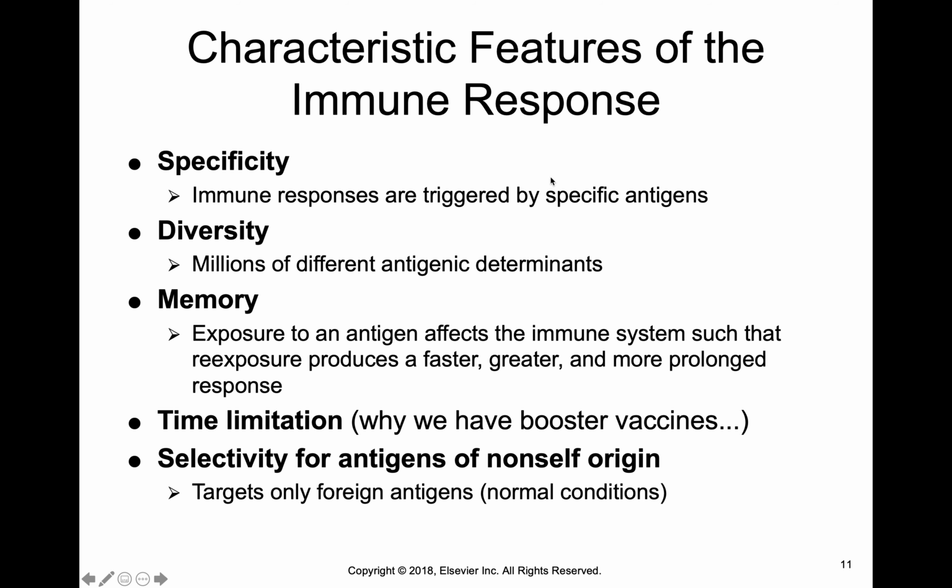And so these are characteristic features of the immune response. There is specificity. So specific antigens presented by foreign invaders will mount an immune response. There is diversity. There are millions of different antigenic determinants and components. There is memory. So an exposure to an antigen then affects the immune system, such that re-exposure produces a faster and greater and more prolonged response.